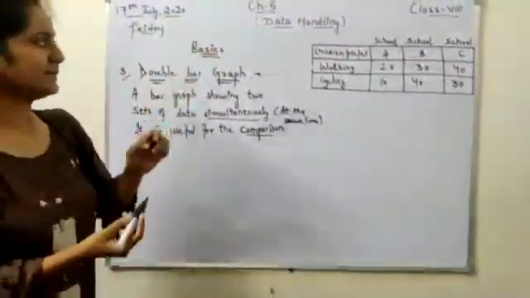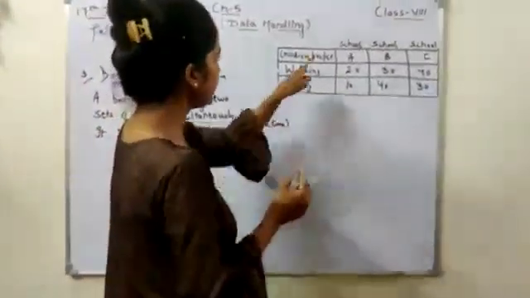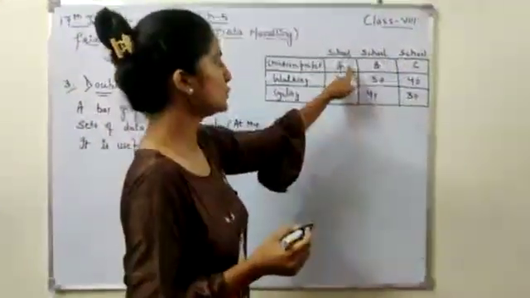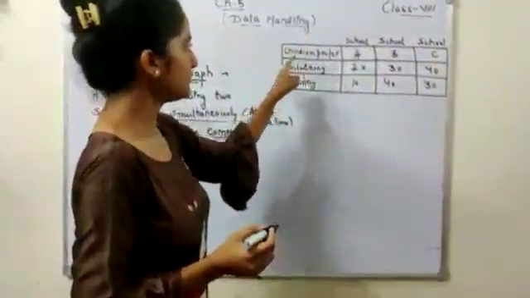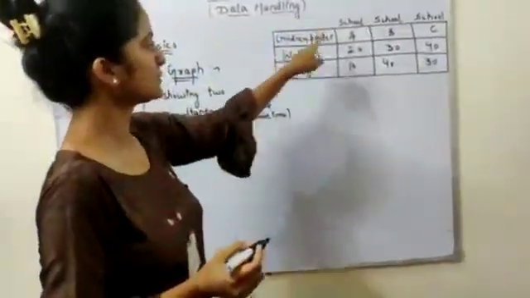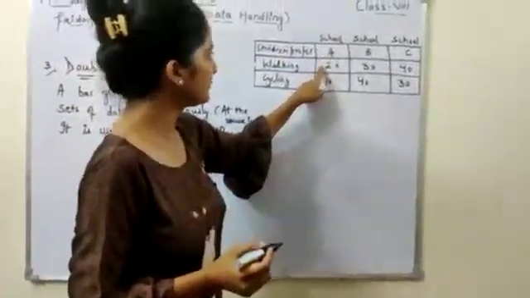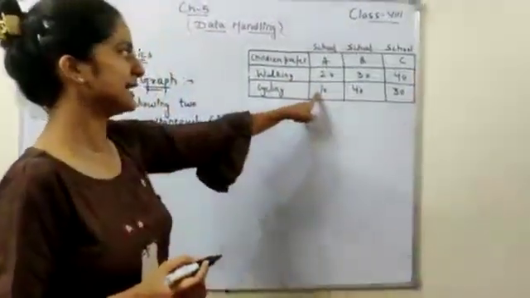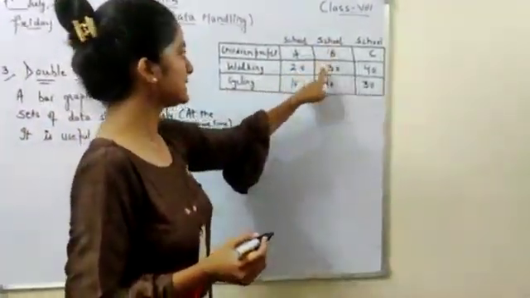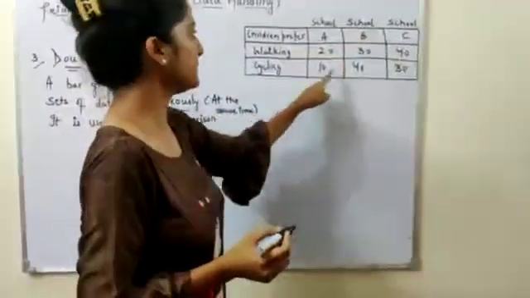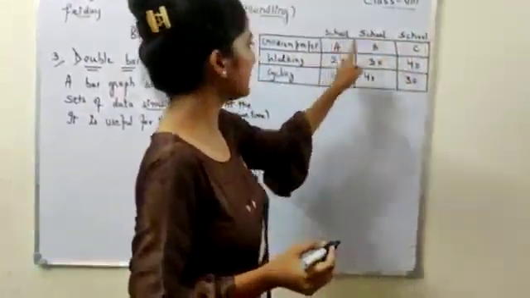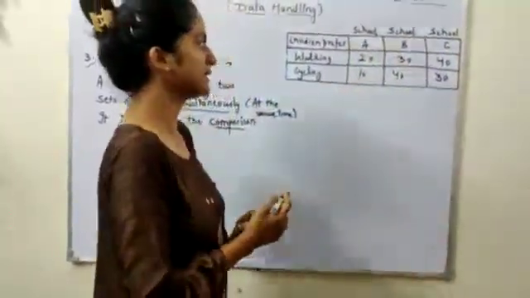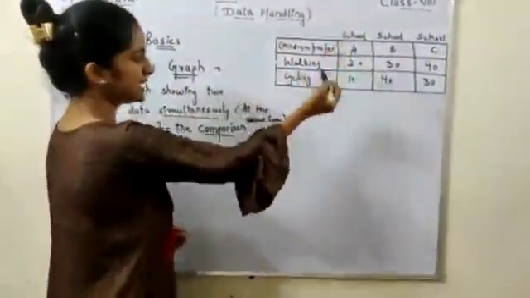Let's take an example here. Here we have three schools, school A, school B and school C. Children prefer walking and cycling. In school A, 20 prefer walking and 10 prefer cycling. In school B, 30 prefer walking and 40 prefer cycling. And in school C, 40 prefer walking and 30 prefer cycling. So we have to represent this data graphically.